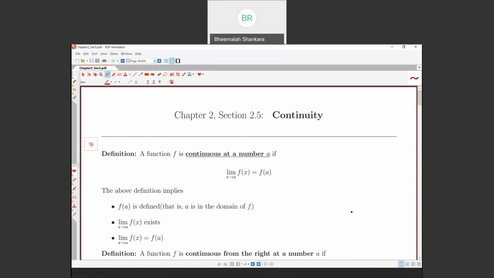We're going to learn about continuity in this lecture. So here's the definition of continuous functions. A function f is continuous at a number a if the limit as x approaches a of f of x is f of a.